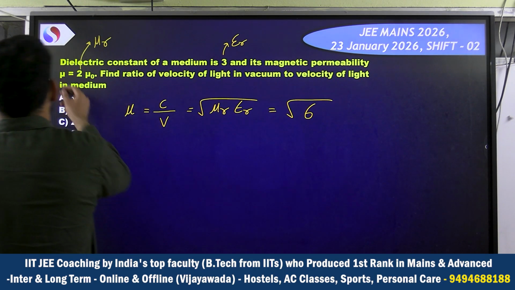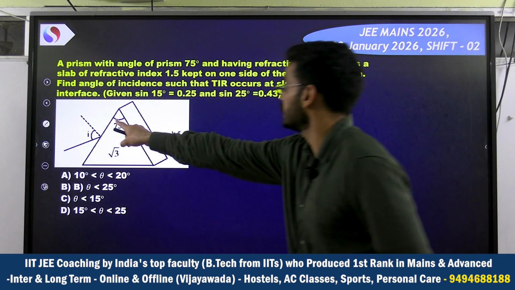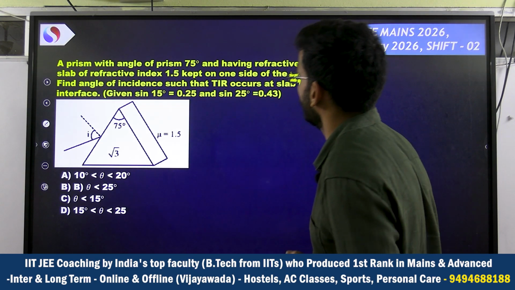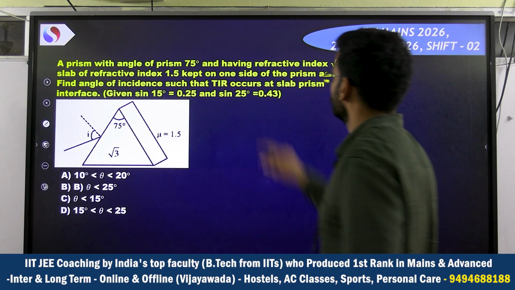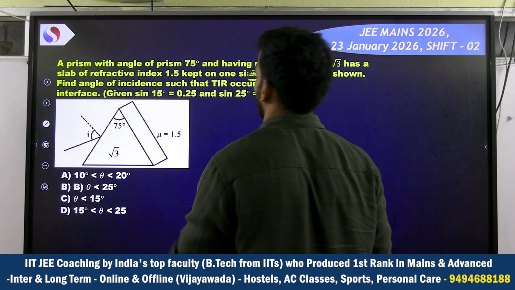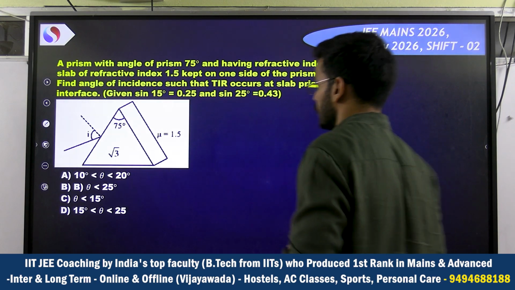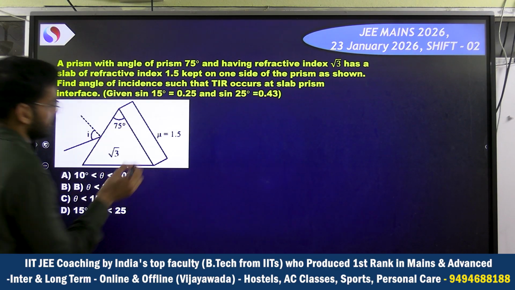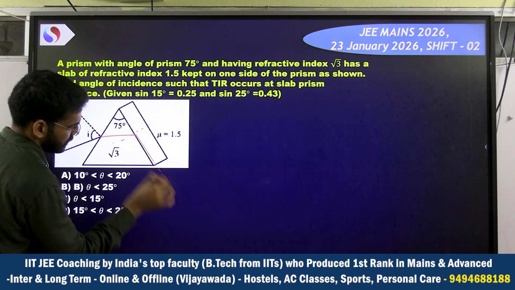Next, a prism with angle of prism 75 degree, A is given here as 75, has refractive index root 3. It has a slab of refractive index 1.5 kept on one side of the prism as shown. So on this side we kept mu equal to 1.5. Find the angle of incidence such that TIR occurs at the slab-prism interface. So TIR should occur here, right? Let me draw what will happen. So here the ray is coming, and here the TIR happens.